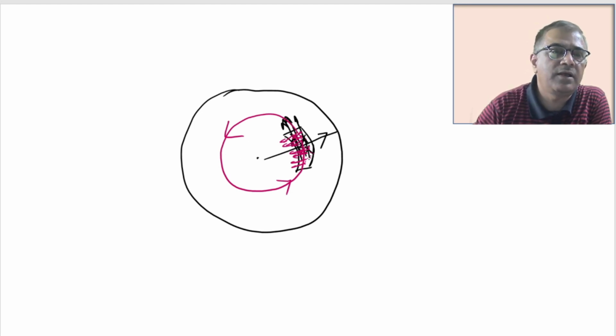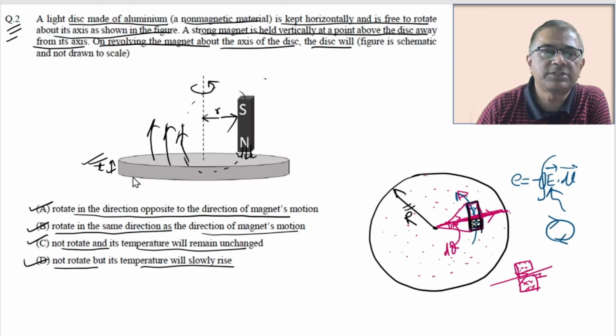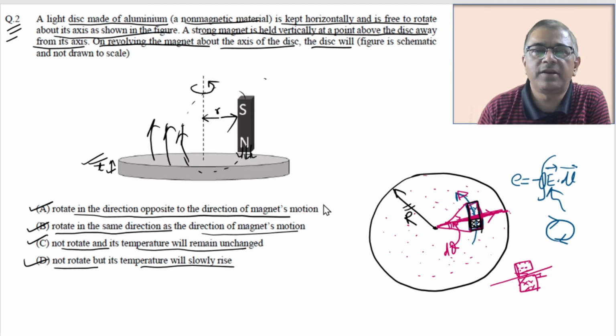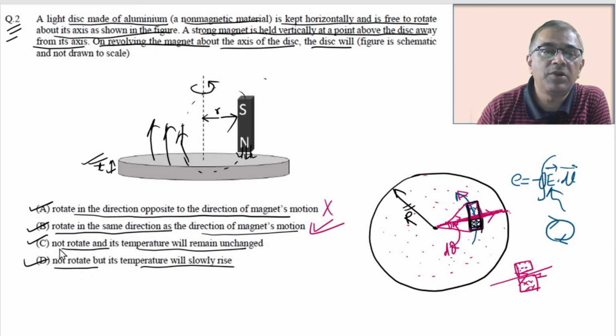Now let's see the other options given. Will rotate in a direction opposite to the direction of magnetic field. This is false. Will rotate in the same direction as the direction of magnetic field. This is a correct statement. Now, will not rotate. This option has got to be totally incorrect.